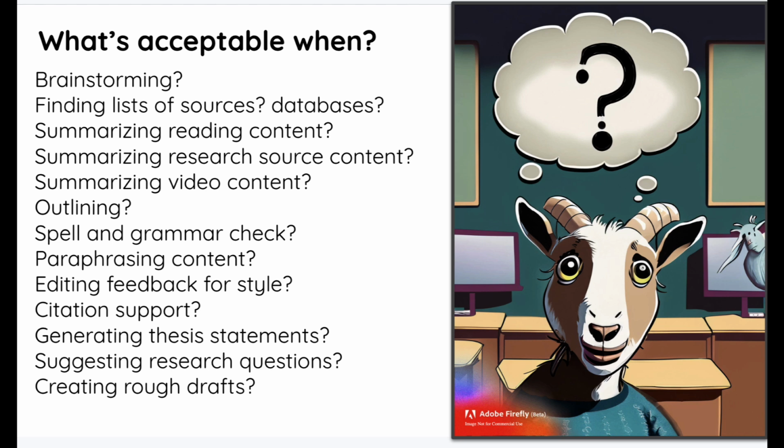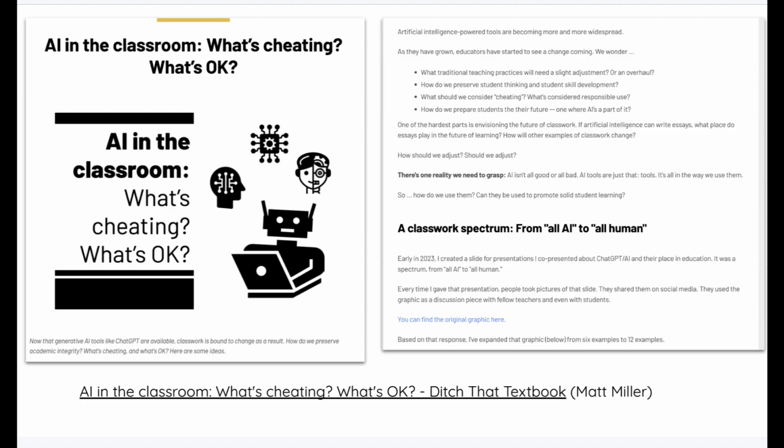If we are educators, is AI use acceptable when we're brainstorming, when we're finding lists of sources, when we're summarizing reading content, when we're outlining, when we're creating rough drafts? This is going to be varied depending upon who's teaching, who's the instructor you're working with as you're working with students.